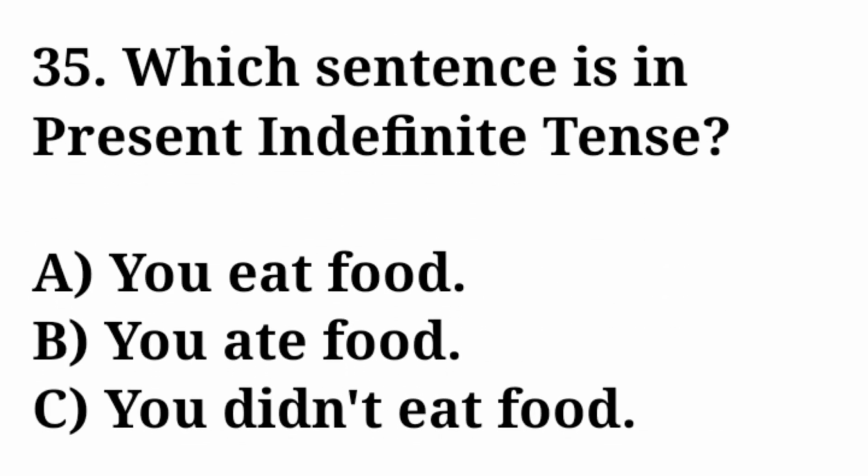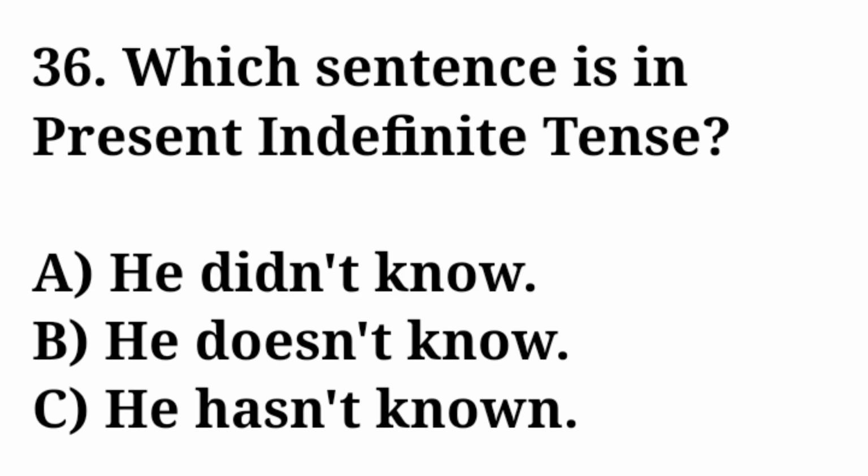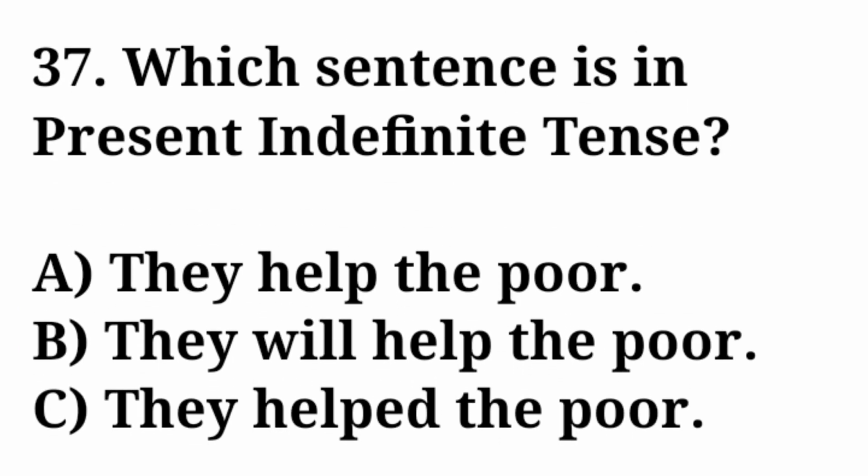Question number 35. Again same question. Option B, you ate food, is past indefinite. Option C, you didn't eat food, is past indefinite. Option A is right. You eat food. Question number 36. Again same question. Option A, he didn't know, is past indefinite. Option C, he hasn't known, is present perfect. Option B is right. He doesn't know. Question number 37. Which sentence is in present indefinite tense? Option B, will help, is future indefinite. Option C is past indefinite. Option A is correct.